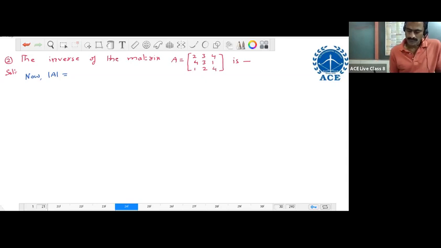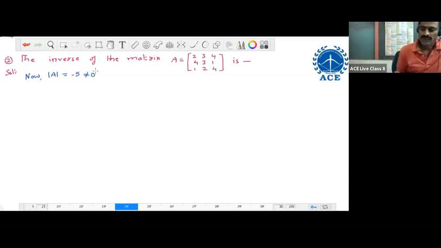Okay, you got the determinant as -5, right? -5 is correct. Determinant of A equal to -5. This is not equal to 0. So the given matrix is non-singular.